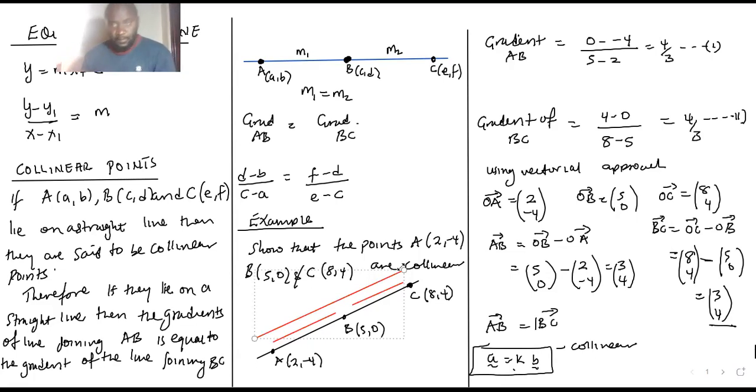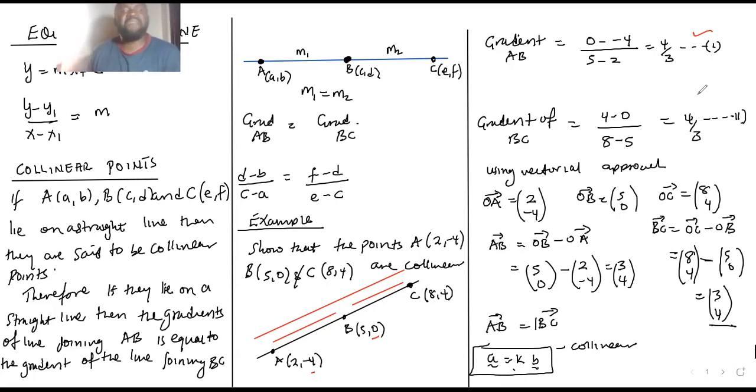So we said now, if I get the gradient of AB, it would be 0 minus -4, as in change in y, over change in x, which is 5 minus 2, so we came up with 4/3. For BC, I used 4 minus 0 as change in y, and change in x was 8 minus 5, which is also 3, so this confirmed that they have the same gradient, hence they lie on the same straight line, hence they are collinear points.